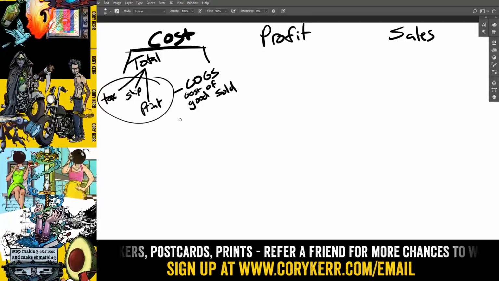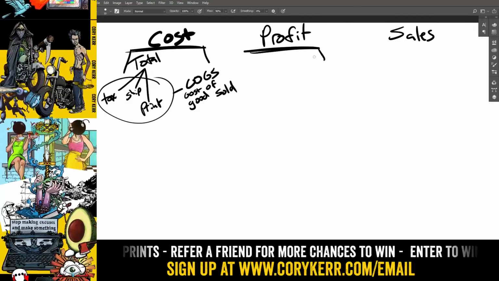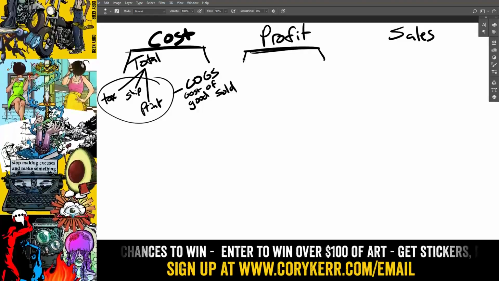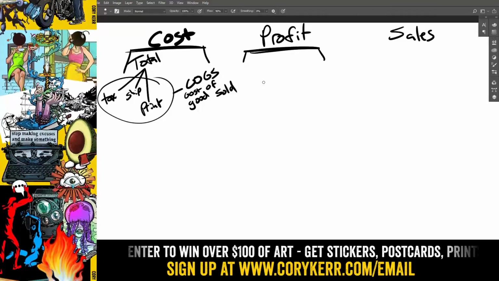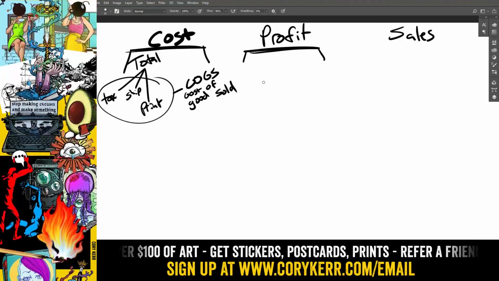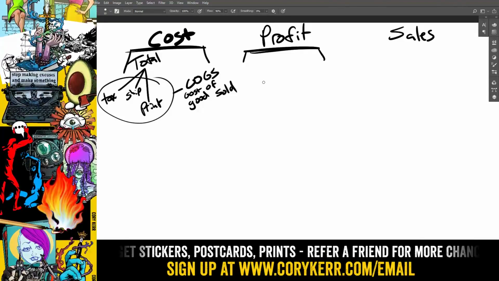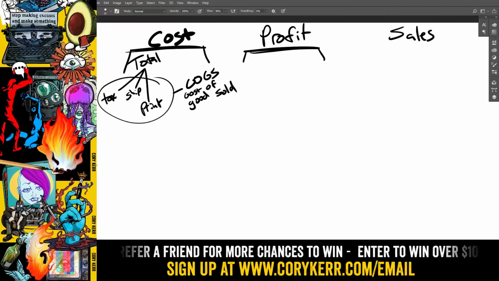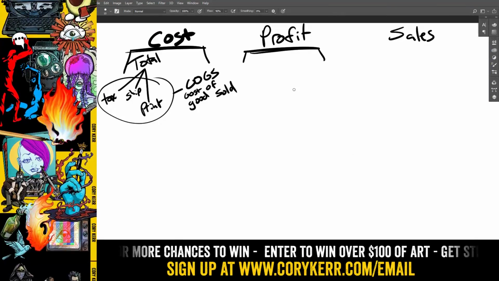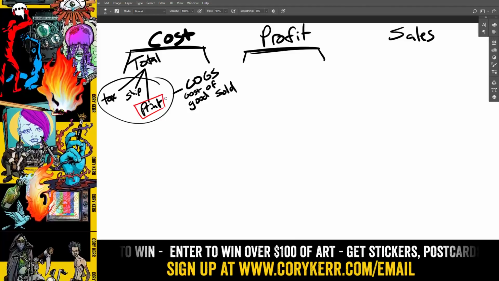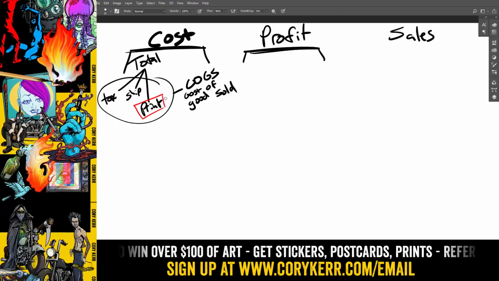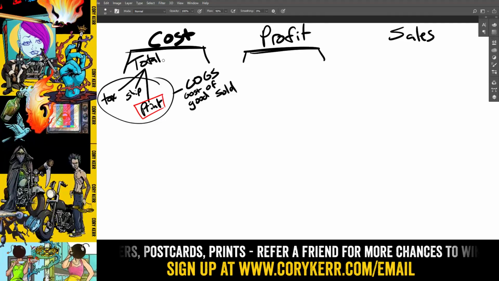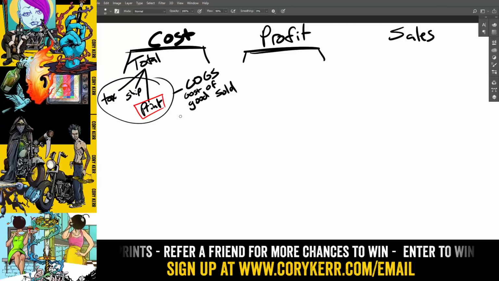Then profit is not, and I think most people know this, but profit is not how much you sell it for. So if you sell something for $10, you didn't just profit $10, right? The other thing that people get wrong is if you sell something for $10 and it costs you $2 to print it, you didn't just make $8, because you have to pay taxes, shipping, whatever other cost of goods went into that.